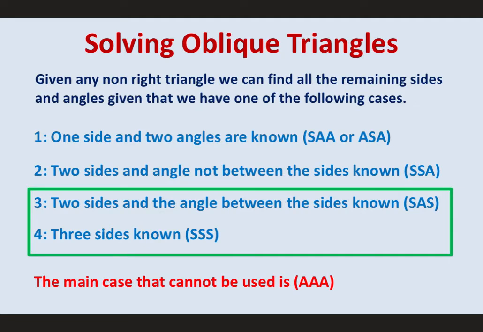All right, so solving oblique triangles looks like this. Given any non-right triangle, we can find all the remaining sides. There are a couple of cases we already talked about: angle-angle-side and angle-side-side. We talked about the flow chart and how to do all that. We're going to cover these last two cases today: two sides and the angle in between, or three sides. Both of them are going to use the law of cosine in slightly different ways. We'll talk about how to find the missing remaining things. And once again, the only one that we can't do anything about is angle-angle-angle.